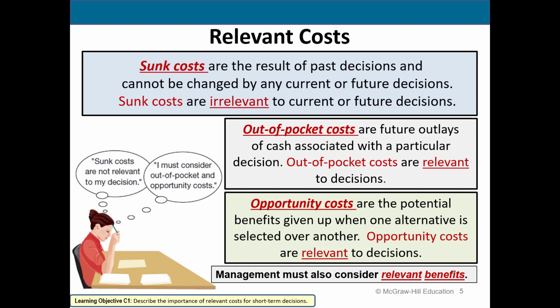Opportunity costs are the potential benefits that are given up when one alternative is selected over another. Opportunity costs are not actual dollar outlays, but they impact our decision. For example, the opportunity cost of attending college is the lost salary that you could have earned by working instead of going to school.